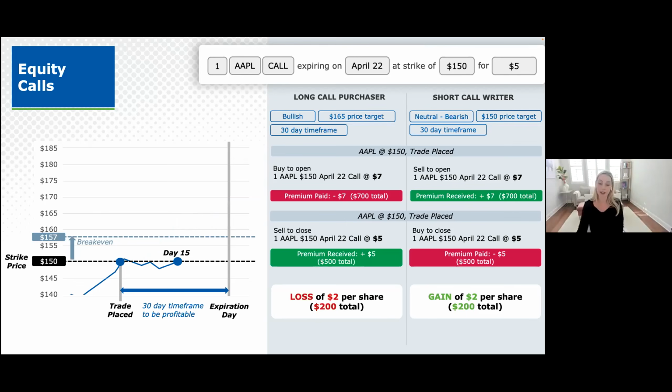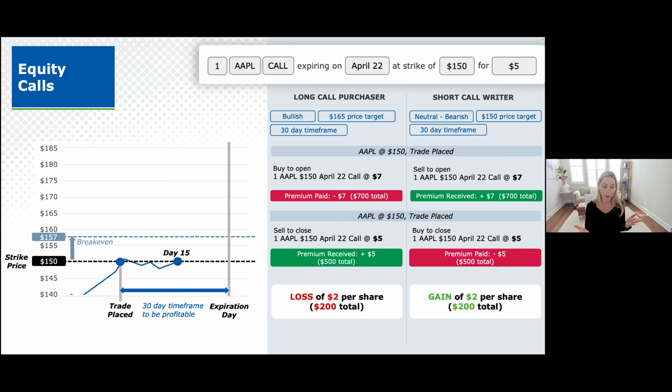All right, so now let's look at not breaking even or rallying, but the other way. So the stock declines, and in this case, actually stays the same. So Apple is at 150, 15 days later. The max loss, remember, for our option for the long call purchaser is the premium that we paid, $700 total. But since the stock didn't move and we still have 2 weeks roughly left until expiration, that means we have some time value left.